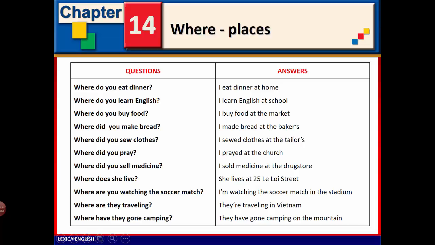Where did you pray? I prayed at the church. Where did you sell medicine? I sold medicine at the drugstore.